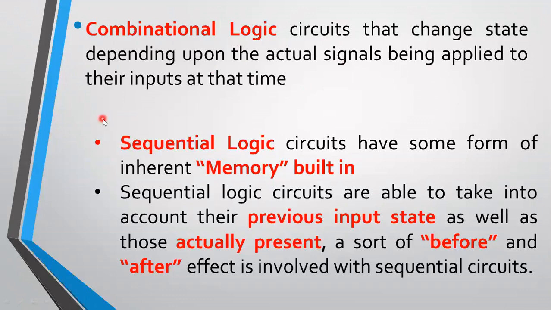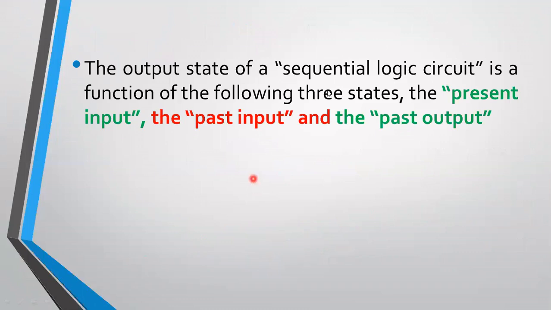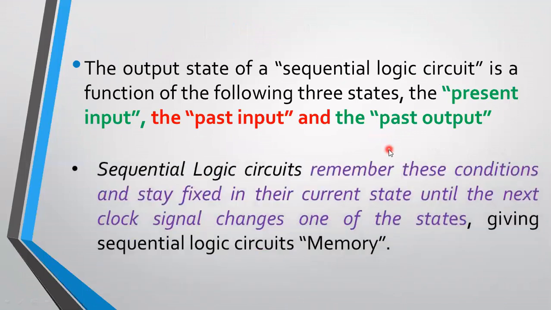Coming to the sequential logic circuit, it actually acts as a memory. Sequential logic circuits are able to take into account their previous input state as well as the actual present one. It also gives output according to the previous output. So, sequential logic circuits depend on present input, past input, and the past output.